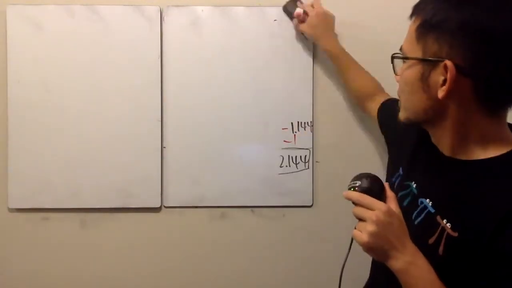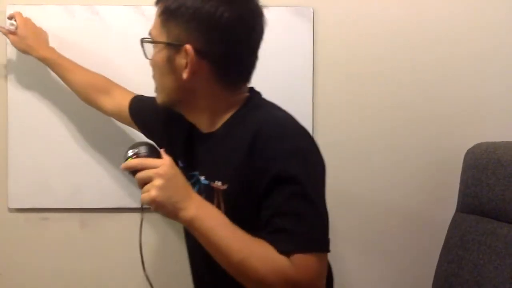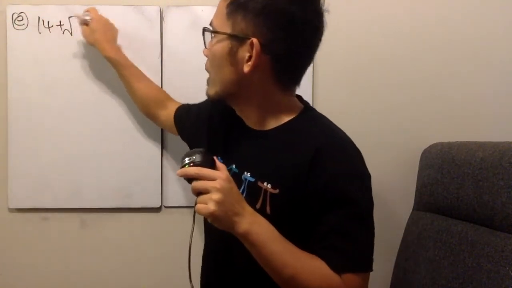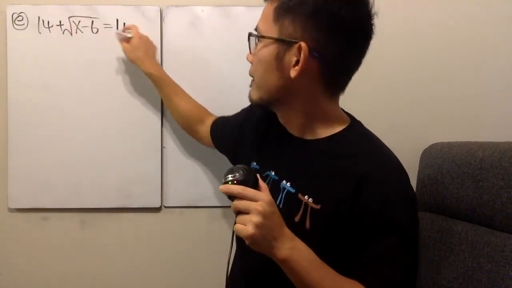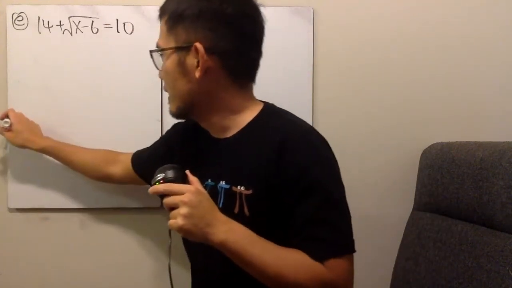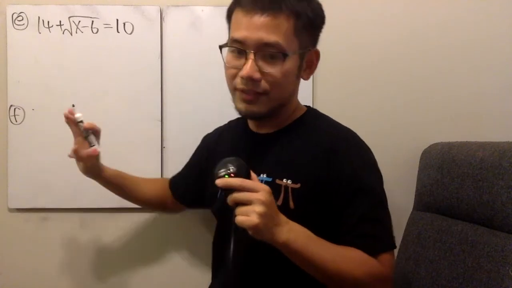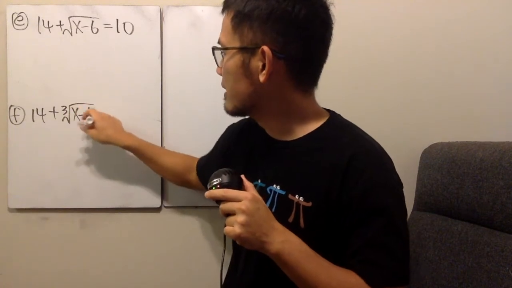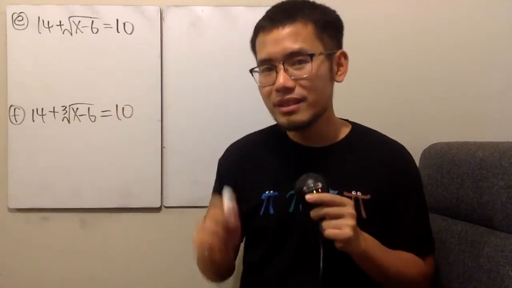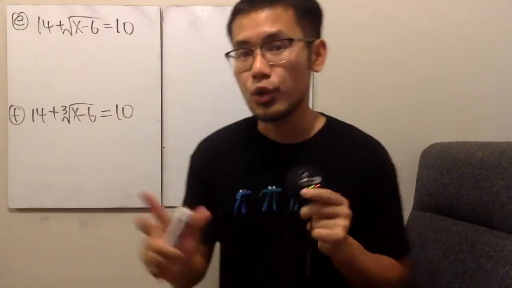All right, so now let's go ahead and continue more. Well, we have the next one. Here is E, and I would like to put E and F side by side. Here's E, which is 14 plus square root of x minus 6 equals 10, right? This right here, F, is very similar. We have 14 plus the cube root of x minus 6 equals 10. The only thing different is that this is a square root and this right here is a cube root.